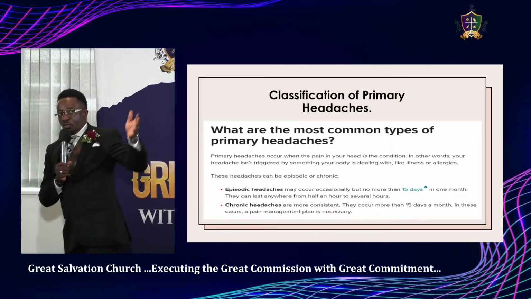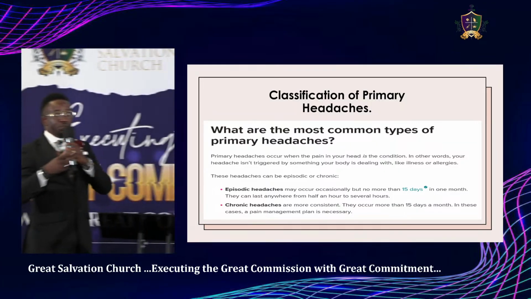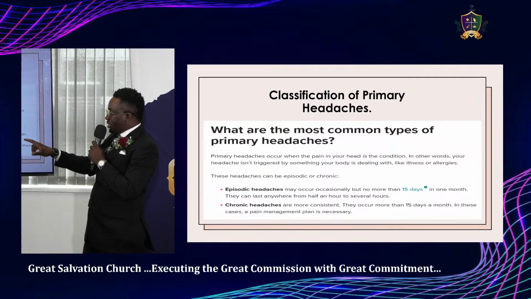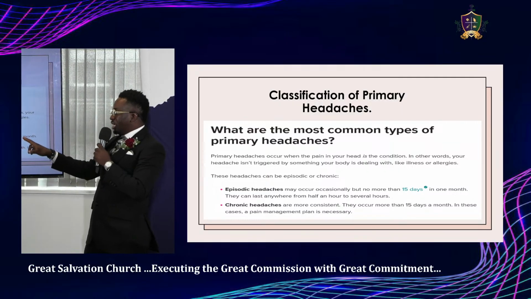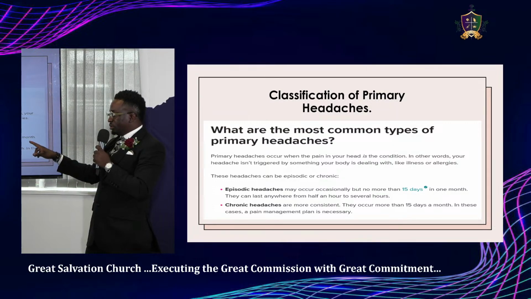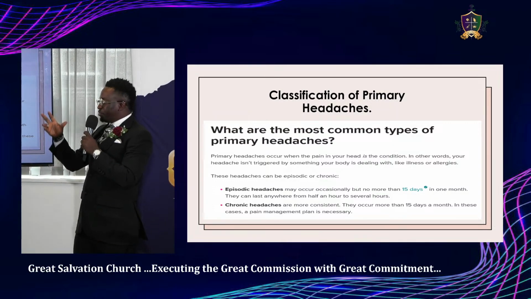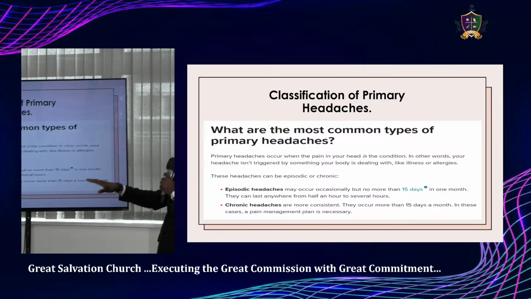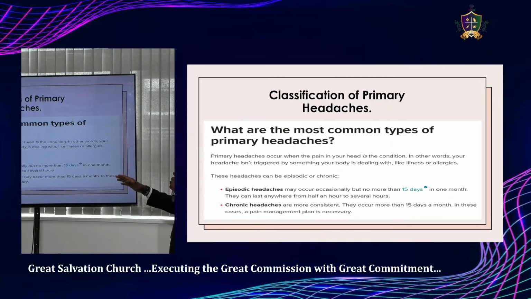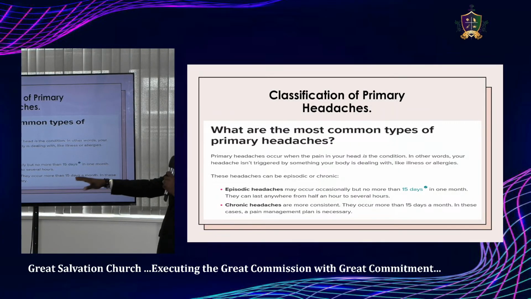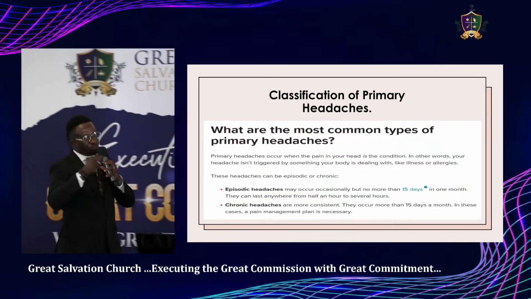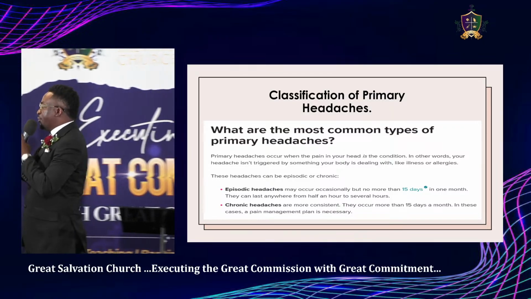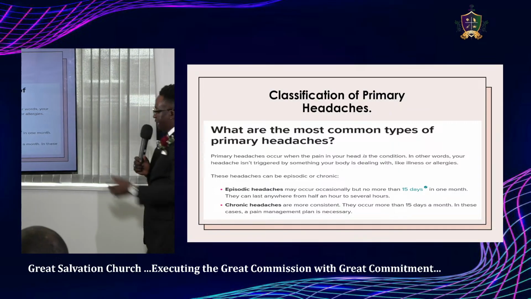Then for the primary ones, one way to note them is to look at the pattern of the headache. So is it episodic? That means it occurs occasionally, but less than 15 days in 1 month. They can last anywhere from half an hour to several hours. But if it's chronic, it's more consistent. They happen more than 15 days in a month, and in these cases, a pain management plan is necessary. Along the line as we go, you look at some other types of headaches, and you'll be able to track more efficiently. Next slide, please.